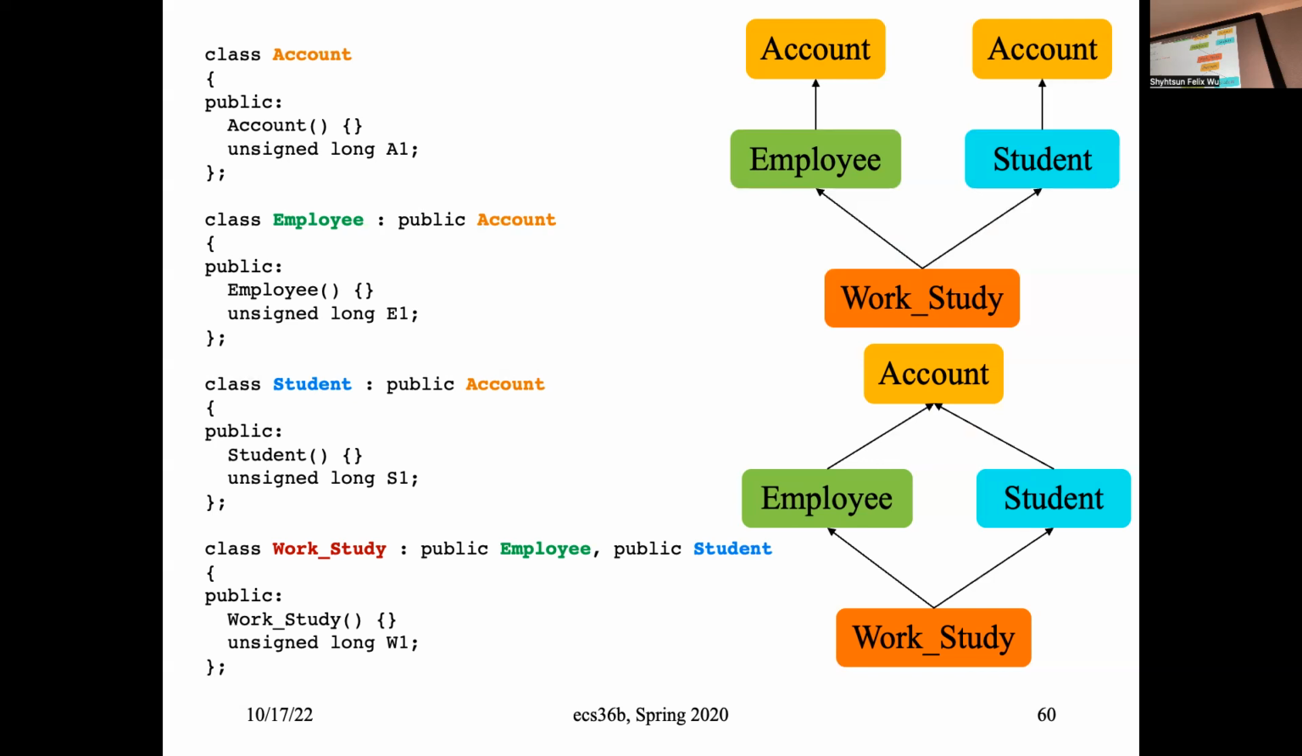What's your name again? Tyler? Tyler, yeah. Following Tyler's question: if I'm a work study student, what I need to do is first cast myself into employee. This is another way to push myself to student or employee using casting, so it's useful to learn how to do casting. I cast myself to an employee, and from there I access their account. That's how multiple inheritance works.